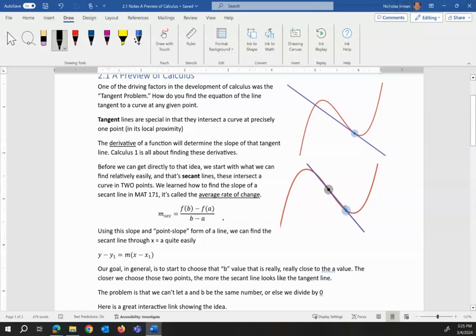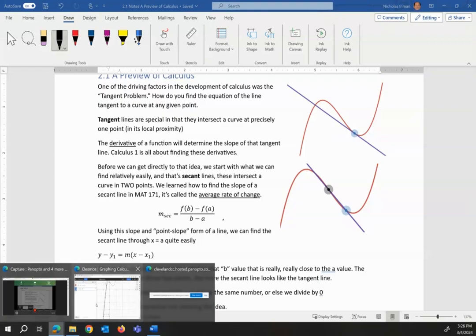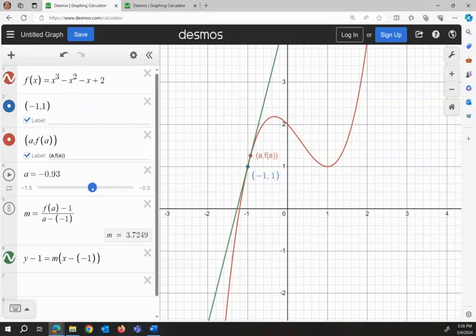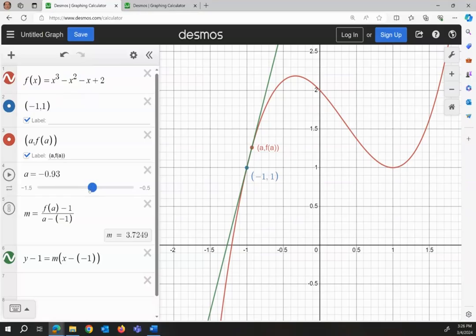But these two points will be really, really close. The closer they are, the more the graph will represent a tangent line. I've done this kind of already in Desmos. If we choose two points that are far away, it's not a great line. But if we move these two closer and closer, now this green line and our graph appear to be really good tangent lines. The closer it gets, the more like a tangent line it truly is.